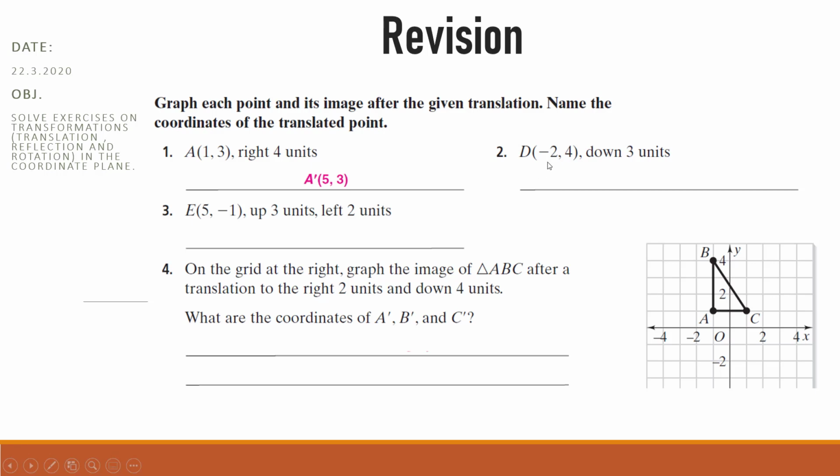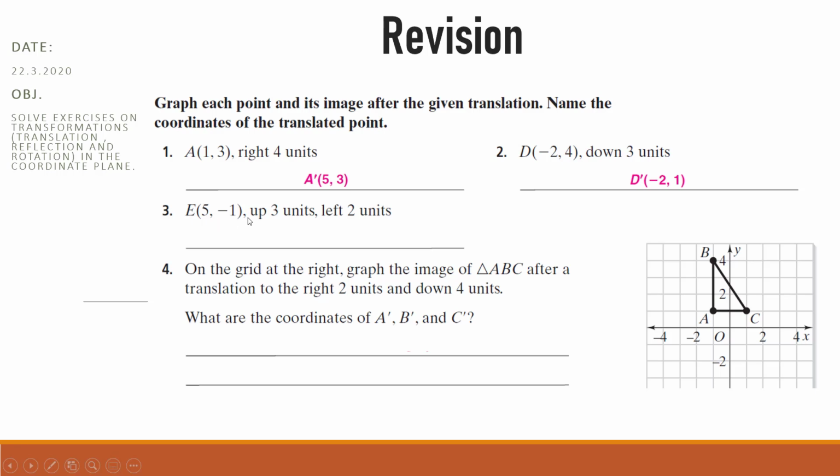Here, D (-2, 4), down 3 units. Down, so subtract from y. Excellent. So up and down, that's for y. Right and left for x. So subtract 3 from 4, it will be 4 minus 3 is 1. So D prime is (-2, 1).